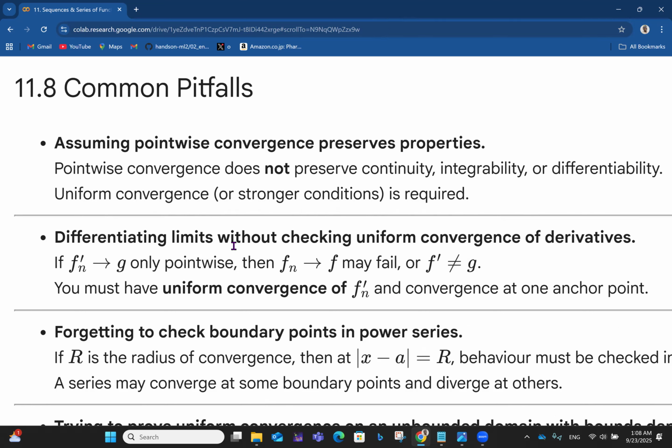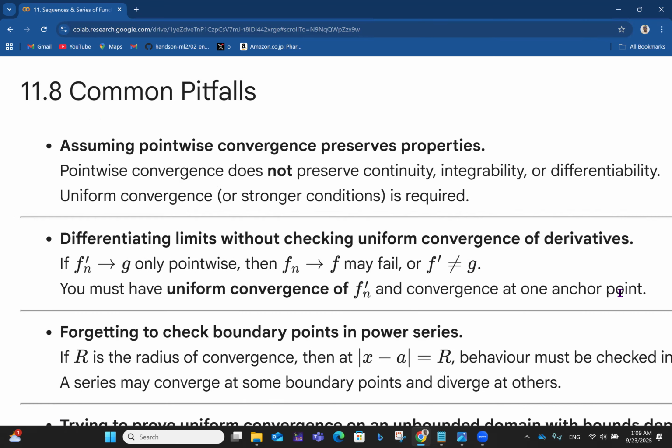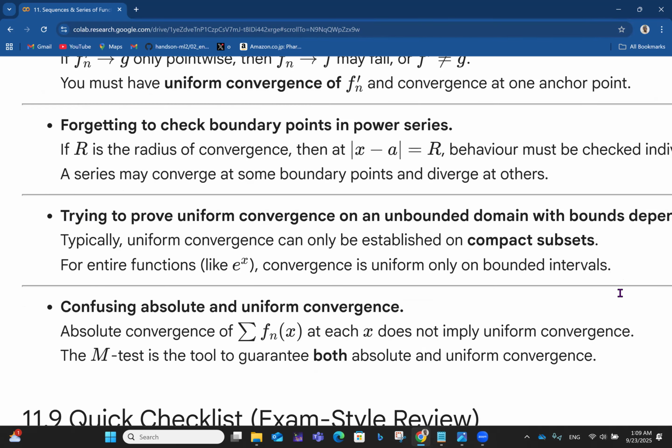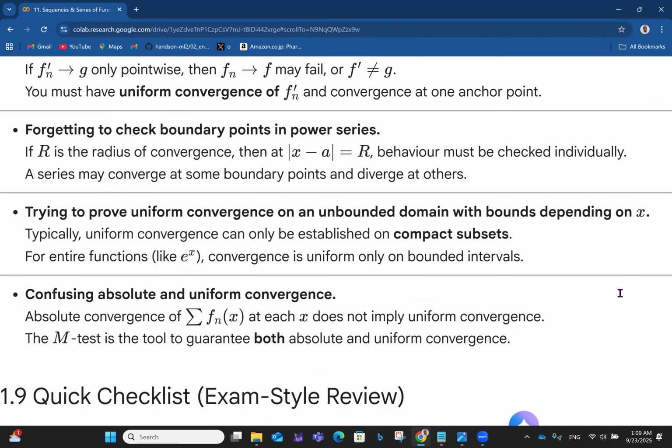Then next, differentiating limits without checking uniform convergence of derivatives. Before you differentiate, you have to check uniform convergence. So if fn prime approaches g only pointwise, then fn approaching f may fail, or f prime may not even be equal to g. You must have uniform convergence of fn prime and convergence at one anchor point.